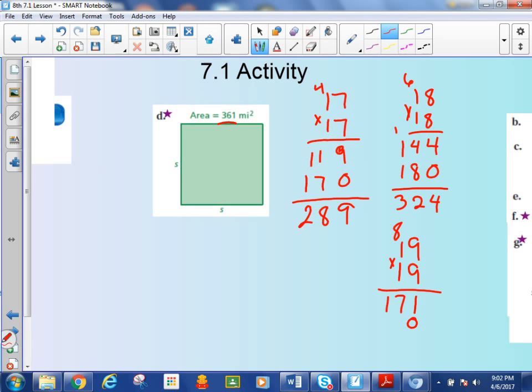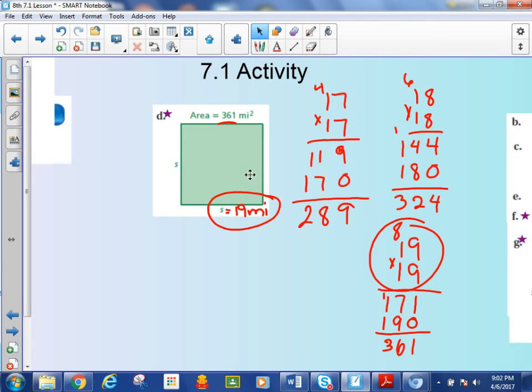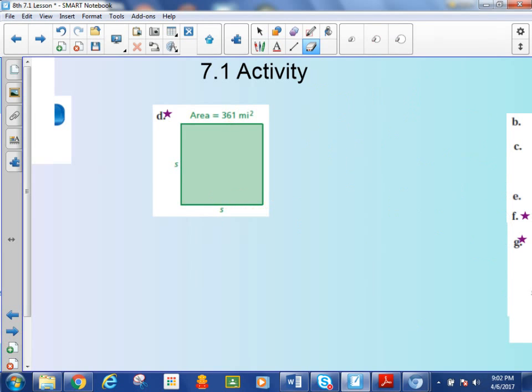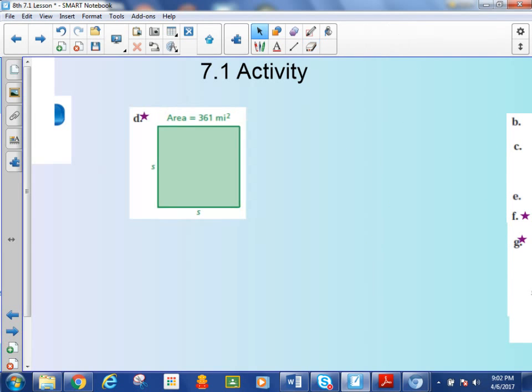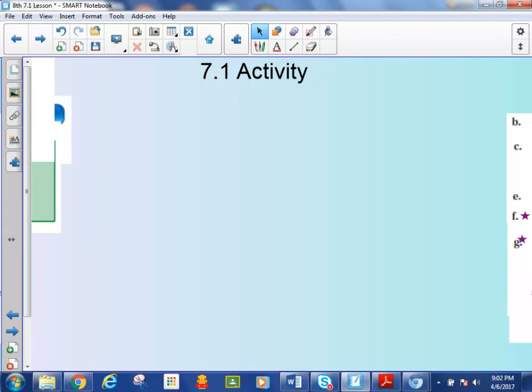Bring down the 0. 9, 1. We get 1, 6, 3. So there's our number. Our S equals 19 miles. Okay? So we did a little trial and error, and if you want to use your calculator to help you, that's fine. I really would like you to avoid using the square root key right now.